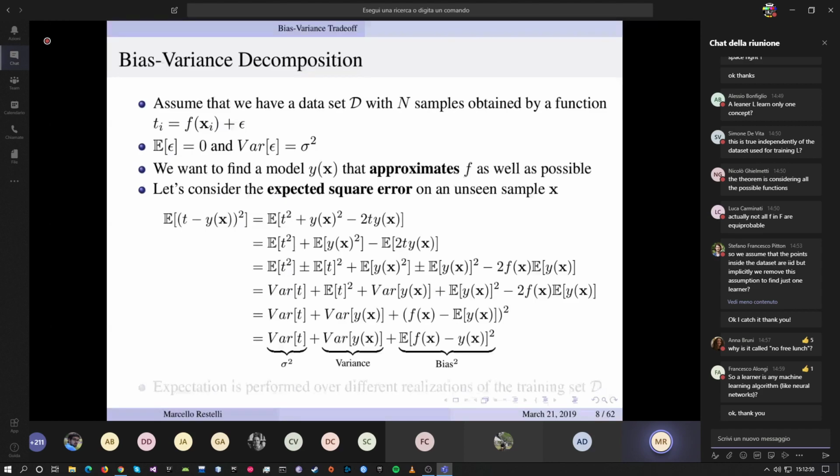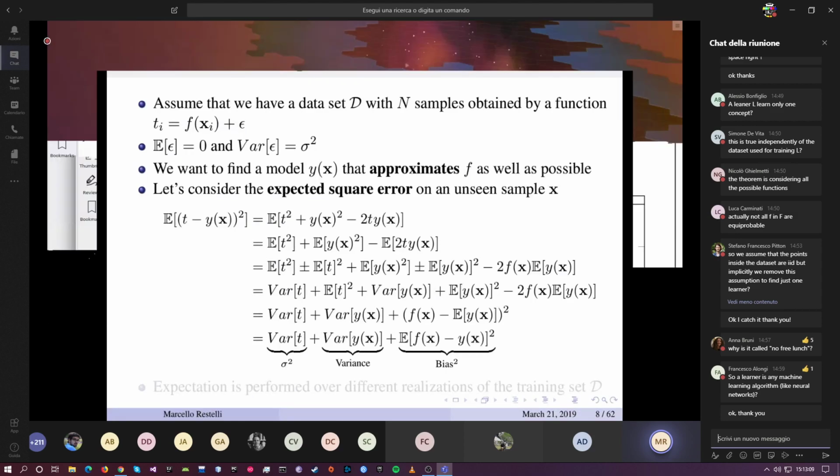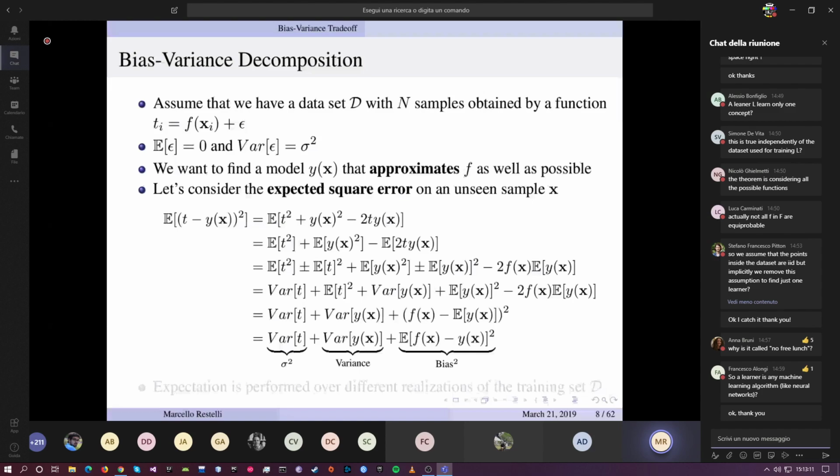And then the last term that composes your error is the bias squared. The bias here is the expected value of the difference between the true function f and what your model predicts, squared. So this is the bias squared. And when will this be low? This will be low when, in expectation with respect to the dataset that you use for training, your prediction is on average similar to the true model.